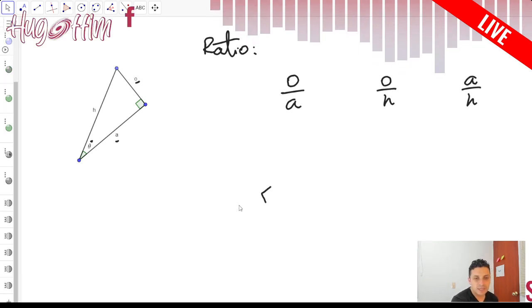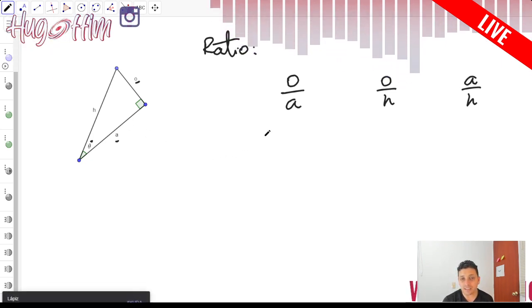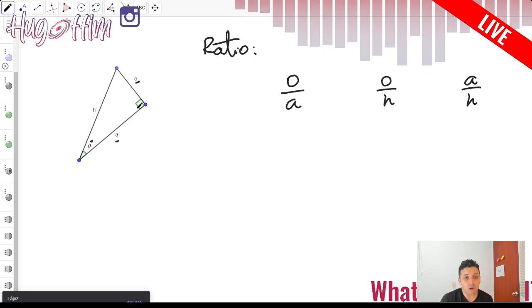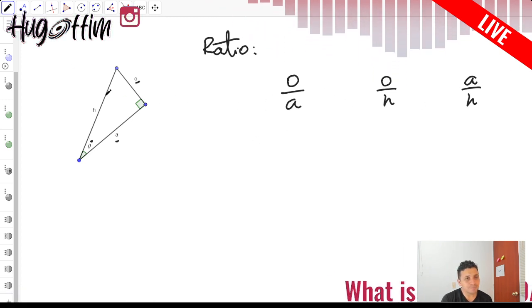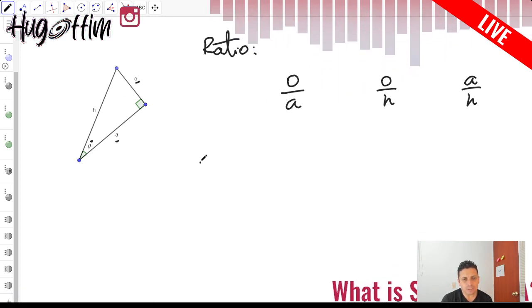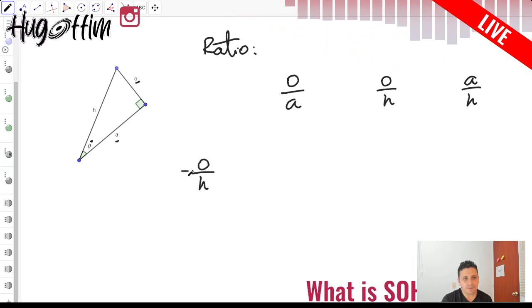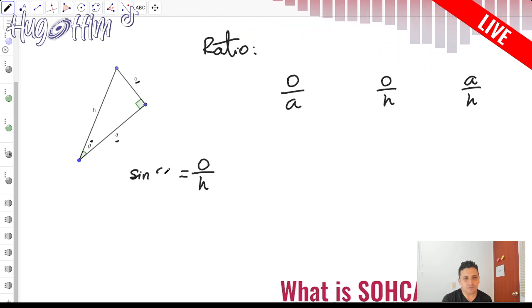Let's erase the triangle here. Done. Now, using this information, we can define these three ratios that apply to any right triangle with the angle theta. So how are these three defined? First, we're going to start with the ratio O over H, that we're going to define as the sine of the angle theta.